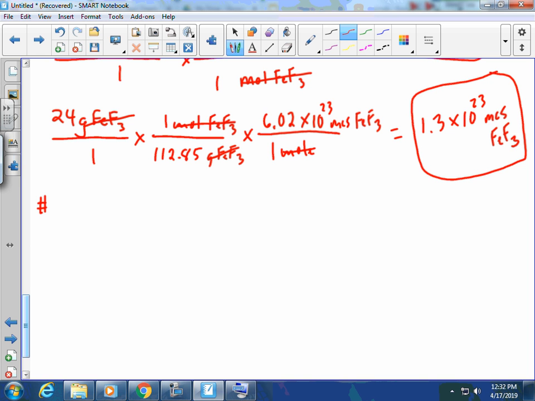So number 3 on the worksheet. So again, let's pay attention to our start, and let's take a look at our target so we can kind of visualize the problem, okay? So this time, what they're giving us is 2.3 times 10 to the 24th atoms of silver, which has a symbol that actually comes from the Latin for silver, argentum, which is Ag.